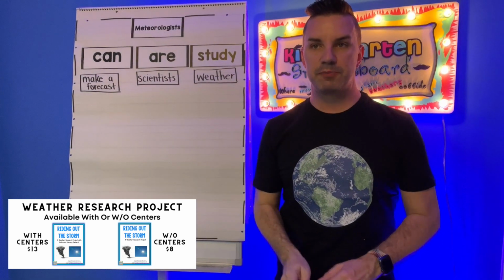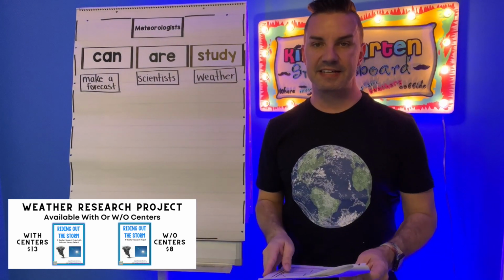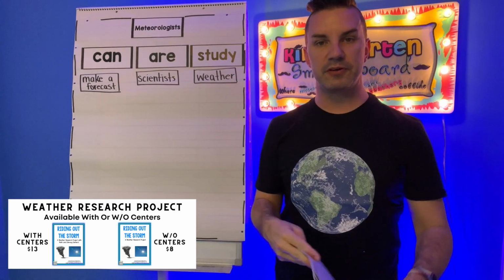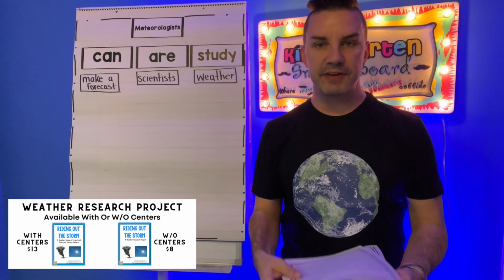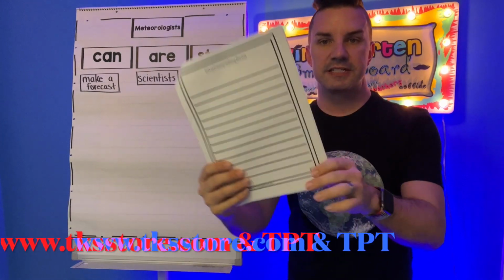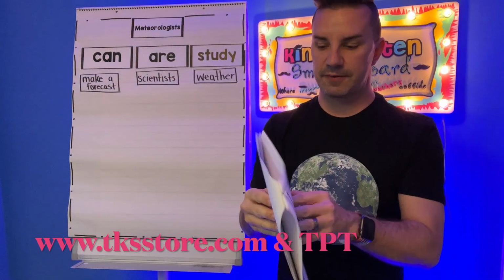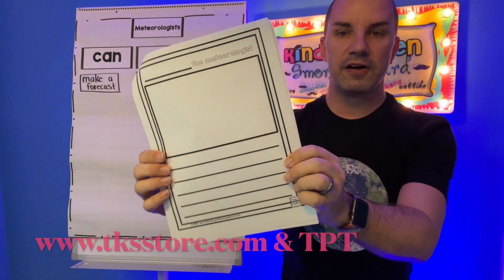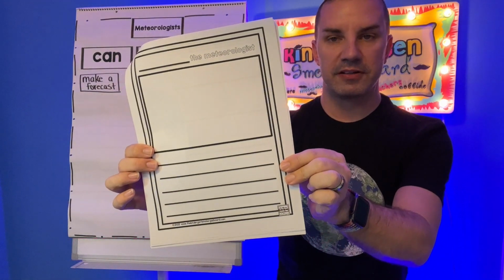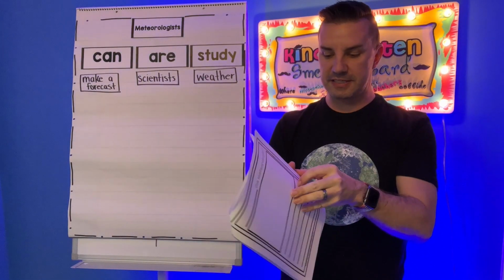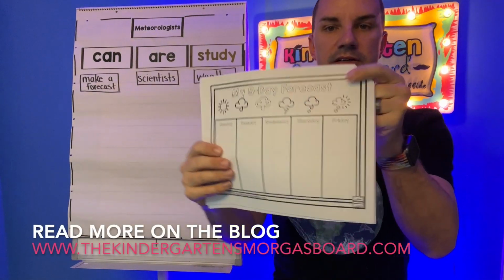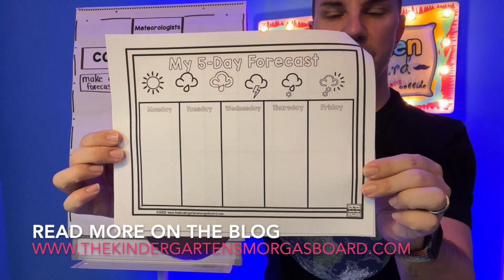Wrapping up our research project, our culminating task is for the students to create their own 5-day forecast. So before we do that, we learn about meteorologists, we watch videos, we read stories about meteorologists, we write about meteorologists. The students can also draw a picture of themselves as a meteorologist and write about being a meteorologist. And then they can complete their culminating task, which is to create their own 5-day forecast.